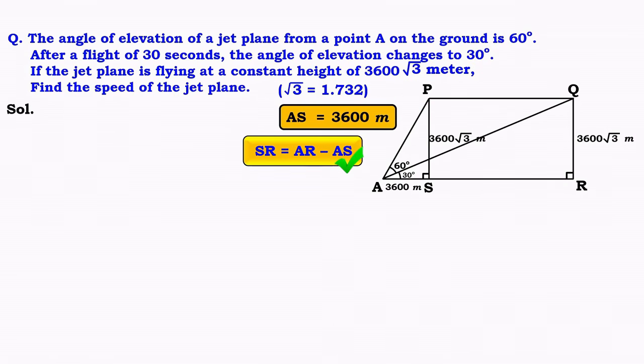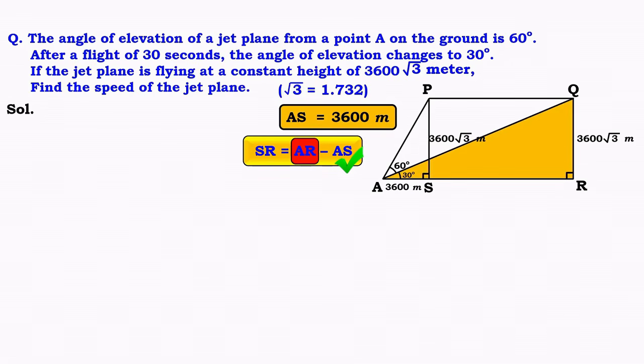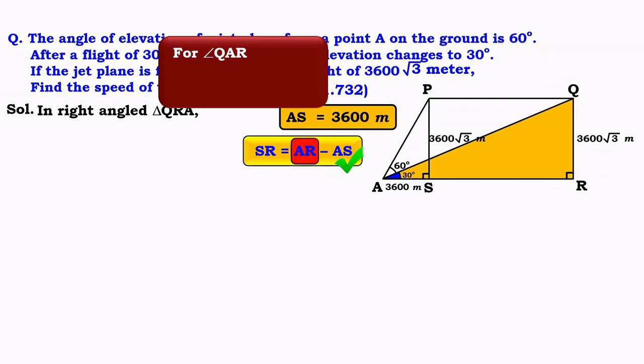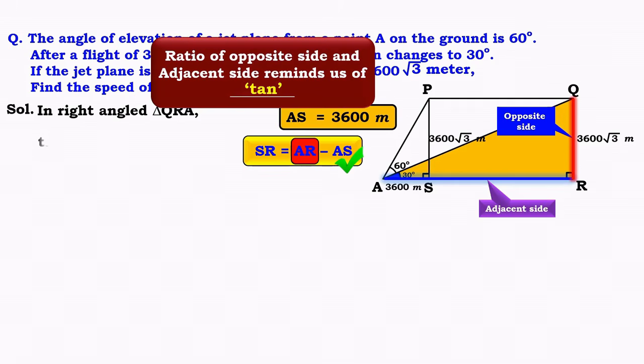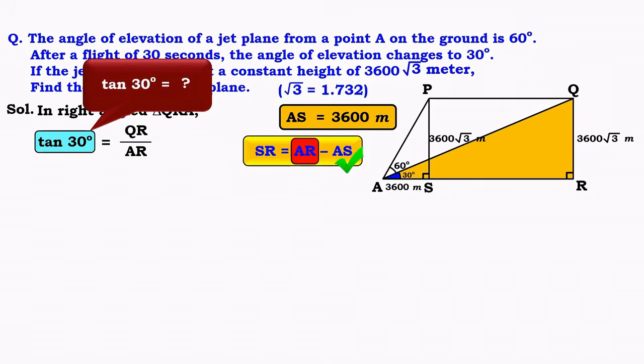We have already found that AS is equal to 3,600 meters. Now, let us find AR. AR belongs to triangle QAR. For angle QAR, the opposite side is QR and the adjacent side is AR. The ratio of the opposite side to the adjacent side reminds us of tangent. Therefore, in right-angled triangle QAR, tangent 30 degrees is equal to QR divided by AR.